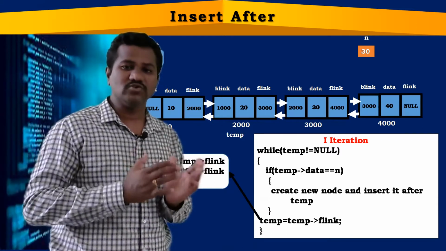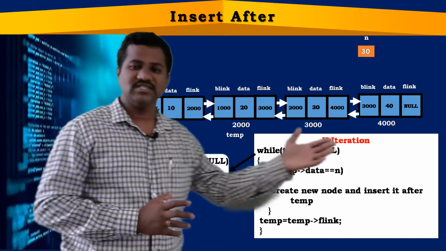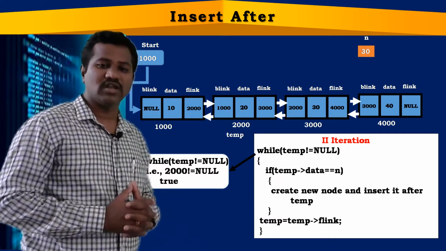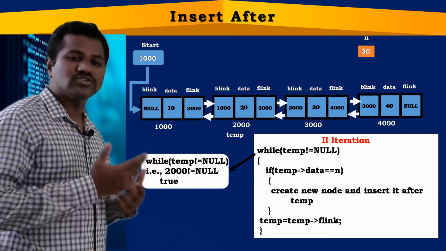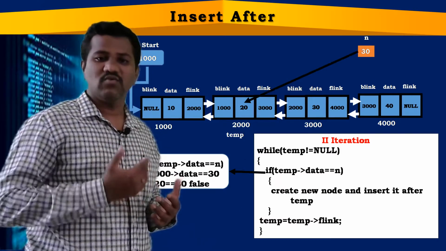After moving temp from the 1000 memory location to the 2000 memory location, now again we need to go with the while loop, second iteration, and we are checking whether temp is not equal to null. That is, 2000 not equal to null. 2000 not equal to null means the condition is true. Condition true means it enters the while loop.